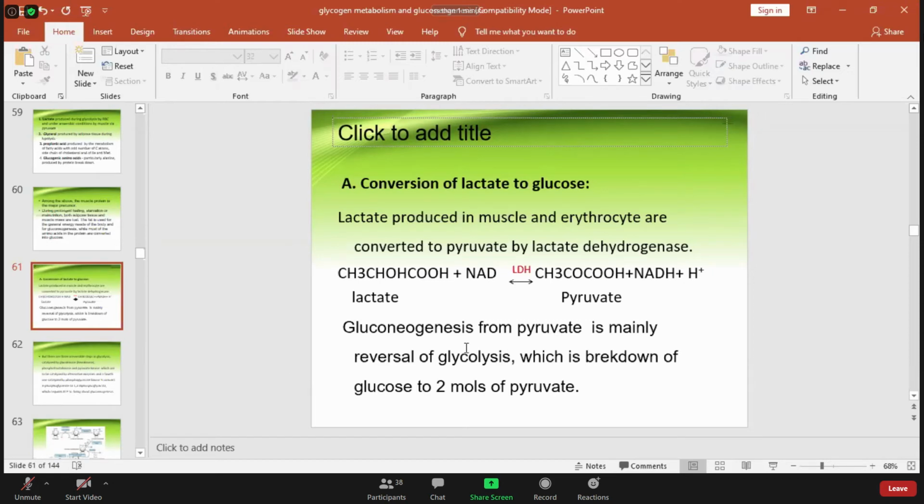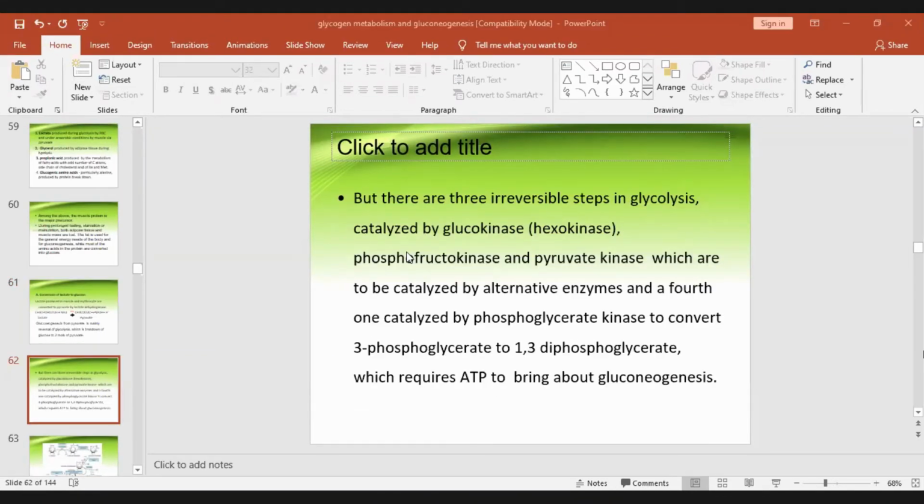So gluconeogenesis from pyruvate is mainly a reversal of glycolysis. It is now pyruvate that is to be converted to glucose, so the conversion of pyruvate to glucose has to be a reversal of glycolysis. But you learned there are 3 irreversible steps in glycolysis, catalyzed by 1, hexokinase, 2, phosphofructokinase, and 3, pyruvate kinase. These are the 3 irreversible enzymes which are to be bypassed by alternative enzymes.